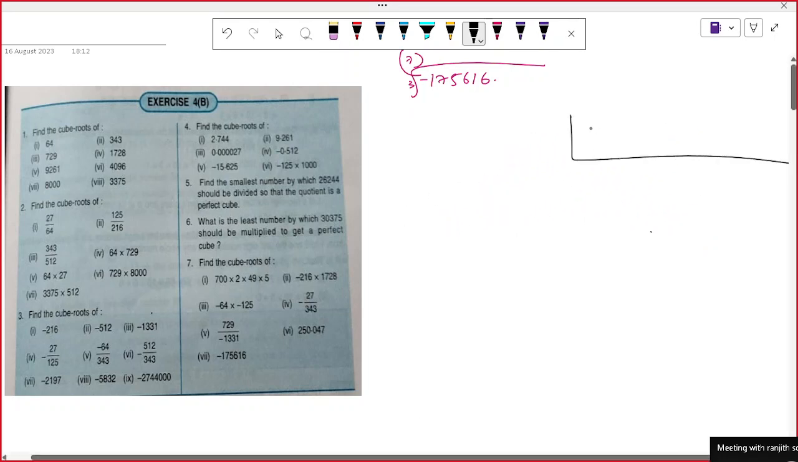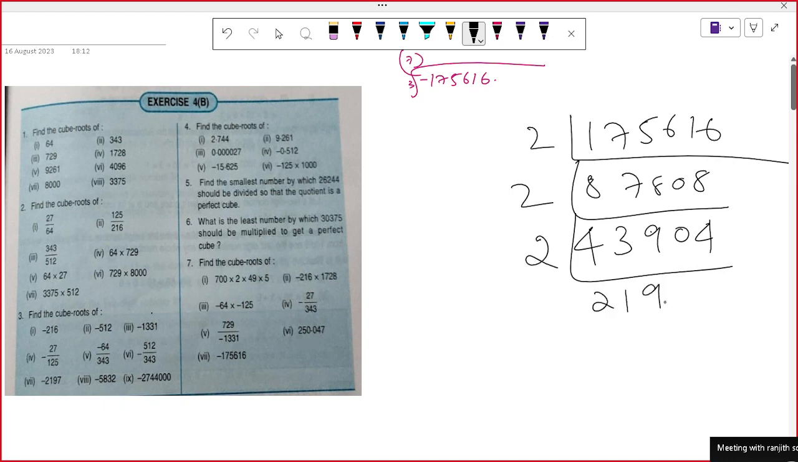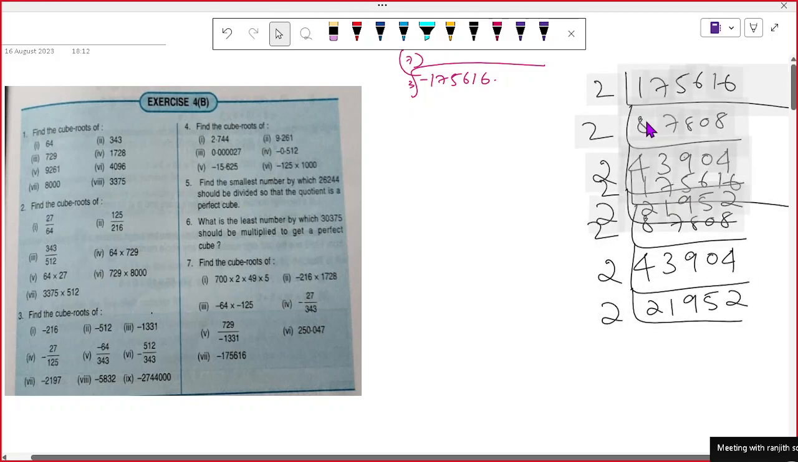87808. So next one, 87808. Next. 43904. Next. 21952. Next. 10976. Okay, from here, no, no, from here, Sherlin will continue.